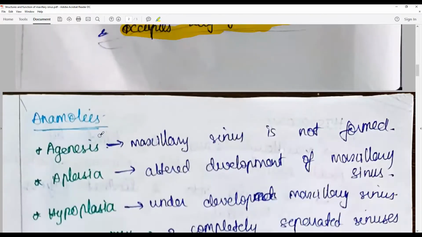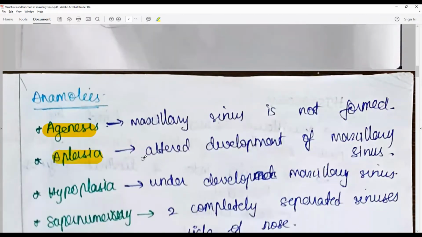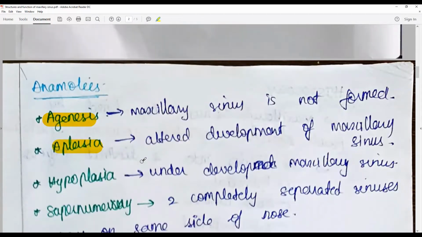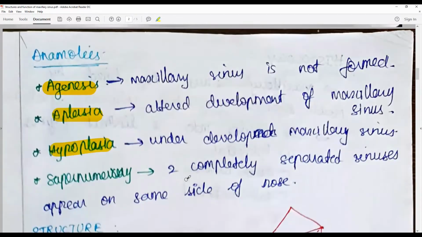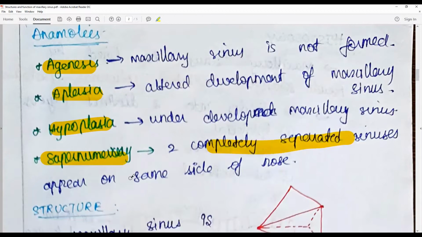The anomalies associated with development are agenesis, where the maxillary sinus is not formed; aplasia, where it is very rudimentary and very small; hypoplasia, which is underdevelopment; and supernumerary, where more than one completely separated sinus appears on the same side of the nose, also called accessory.